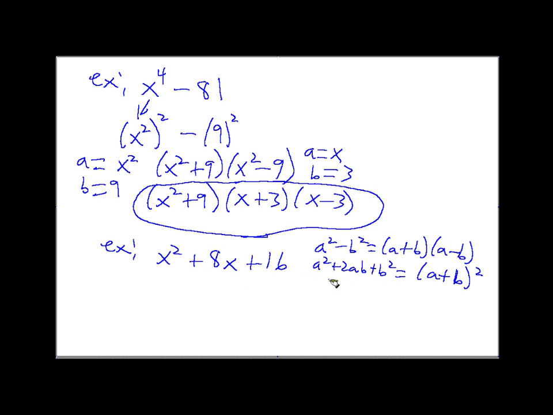Well, first observe a couple of things. That the first term and the last term are what? Perfect squares. Can you see that? X squared, 16. These are perfect squares. So therefore, you start thinking about this formula here at this point. If the first term and the last term are perfect squares, then you start thinking about this formula.